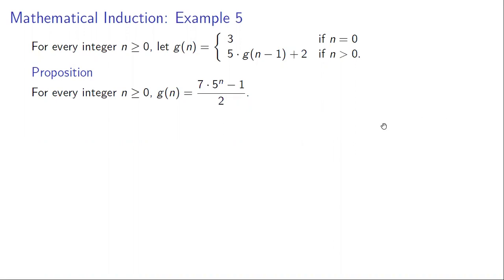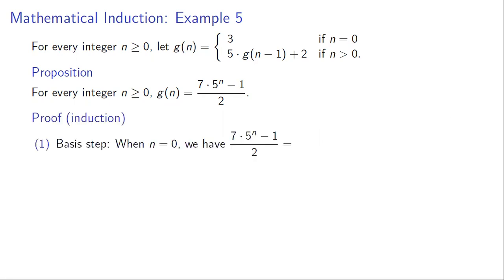In other words, I want to prove that this formula here actually agrees with this function in all cases. So we're going to use induction. And the basis step is when n is equal to 0. So what does the formula give us when n is equal to 0? Well, that's 7 times 5 to the power of n minus 1 divided by 2. So that's 7 times 5 to the 0 minus 1 divided by 2. 5 to the 0 is 1. So that's 7 times 1 minus 1, that's 6 divided by 2, which is 3.